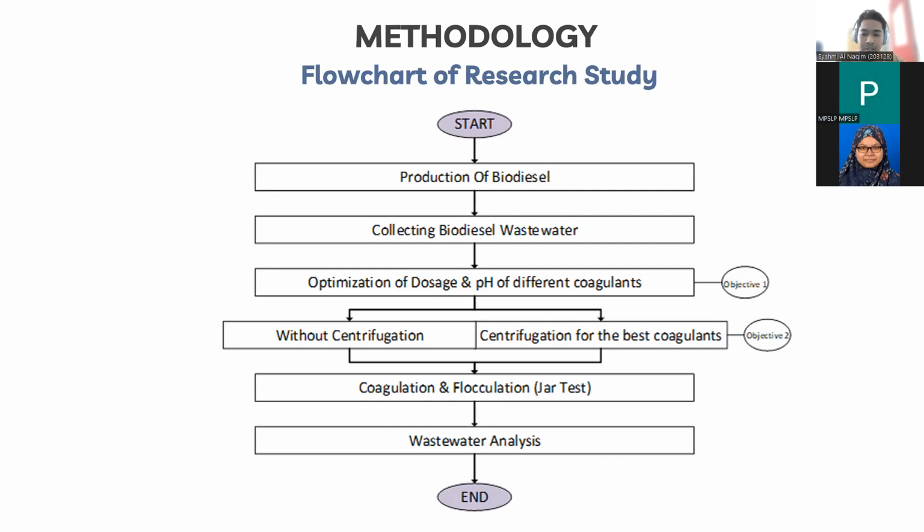analysis. Okay, as you can see, the objective one will relate to the optimization of dosage and pH of different coagulants, which I will do manually. Okay, while actually we have another option, which is by doing the RSM, but due to the time limitation and time consuming, I am not able to proceed with the RSM. So I will do the optimization manually and see the result from the coagulation percussion method.